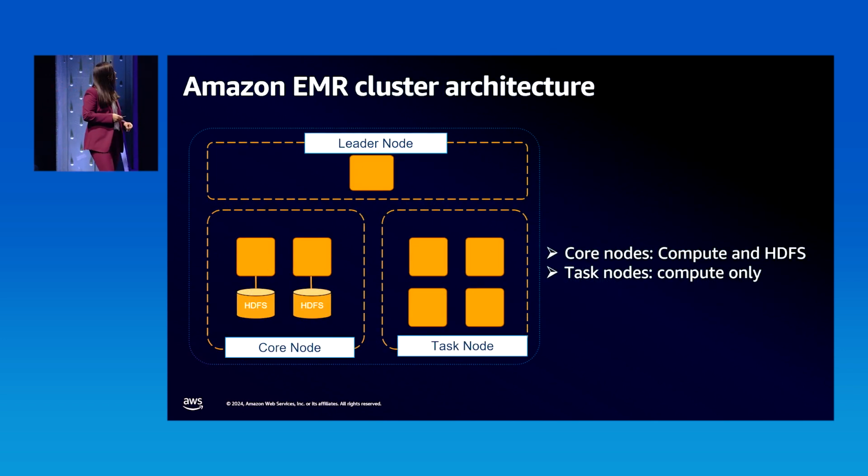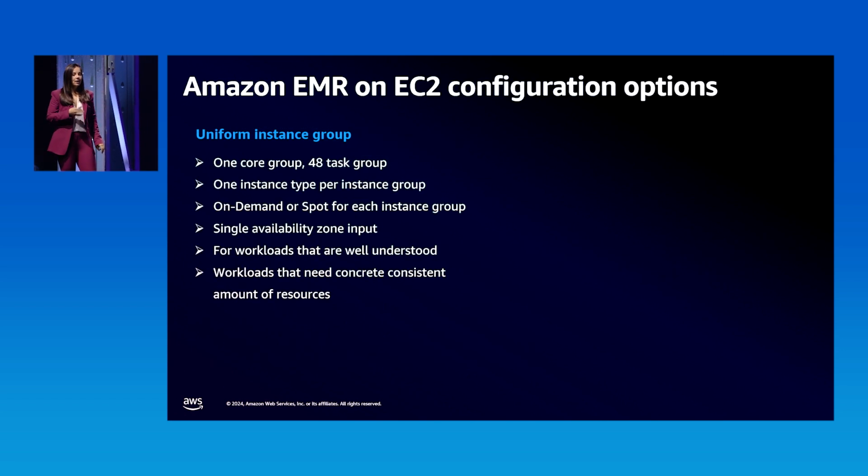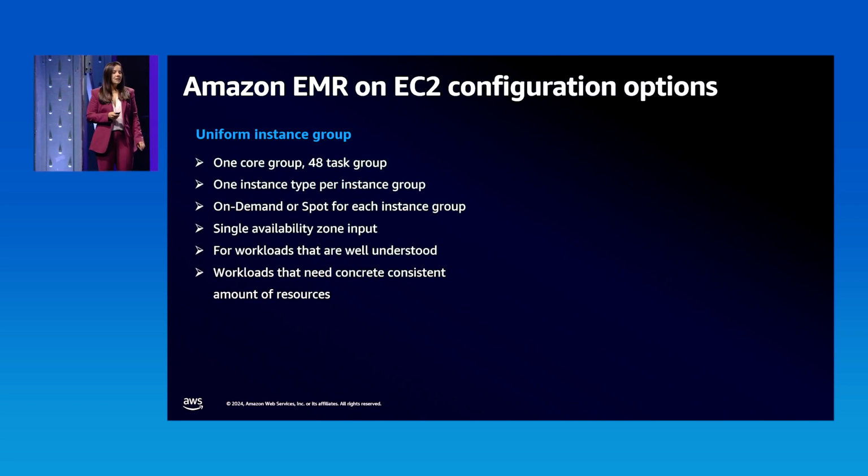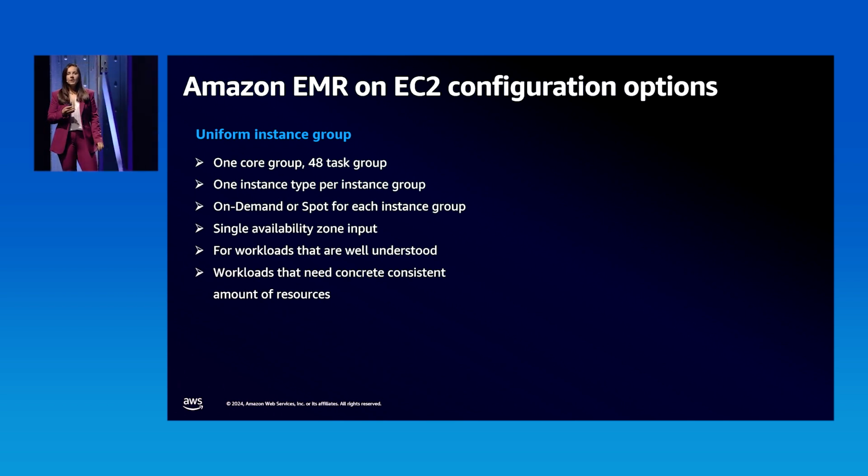Now, let's look at the architecture of Amazon EMR. So we have got the leader node, a core node with HDFS, meaning storage, and the task node, meaning compute. And there are two ways how you can deploy Amazon EMR on EC2. The first way is to use unified instance group. It's a really good choice when you're just starting with Amazon EMR or if your workloads are very simple.